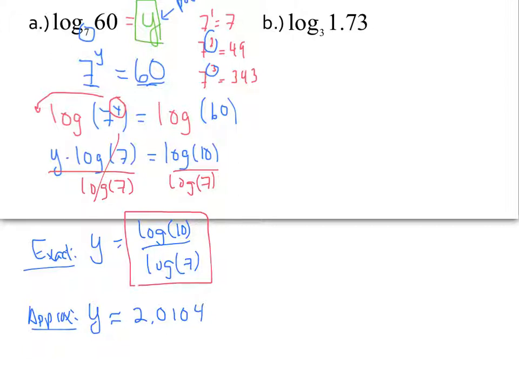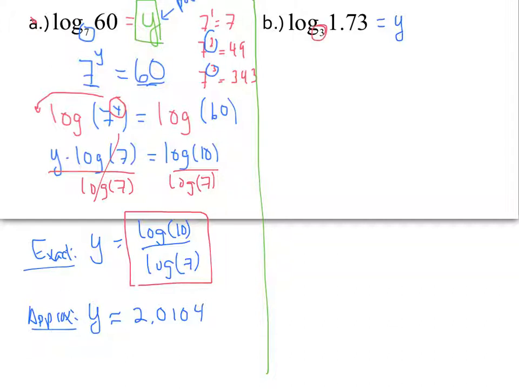All right, so let's go ahead and try the second one. We do the same thing. We say, let's set this equal to y. We don't know what that number is. And then let's go ahead and translate. Remember that 3 is the base.